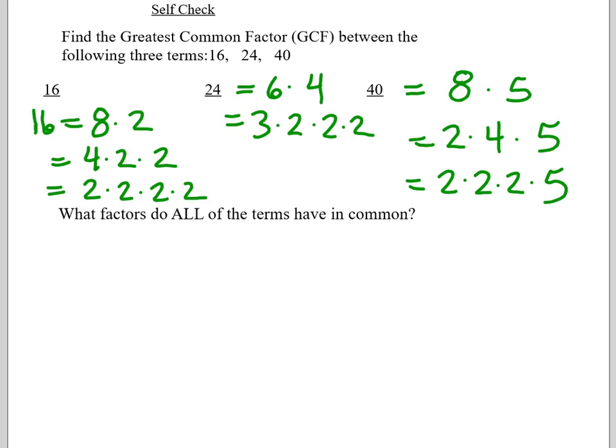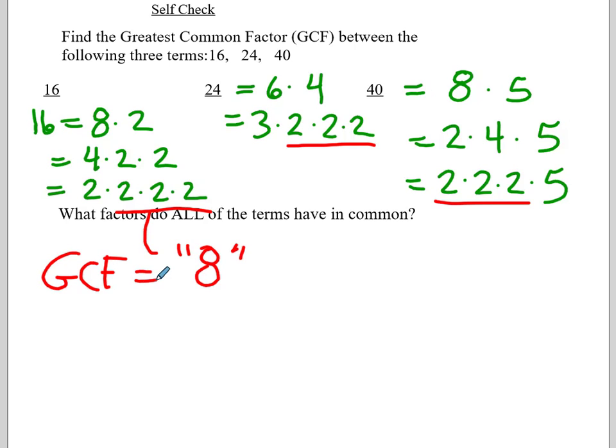Okay, now we just highlight. So what do they have in common? I count 1, 2, 3, 3 2's in all of them. So 3 2's multiplied together. So 8 would be our greatest common factor. Cool, and it's that easy.